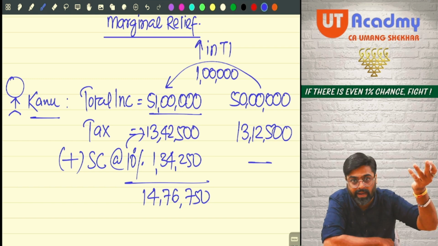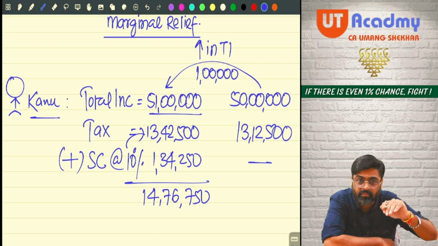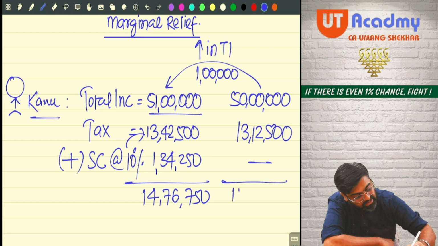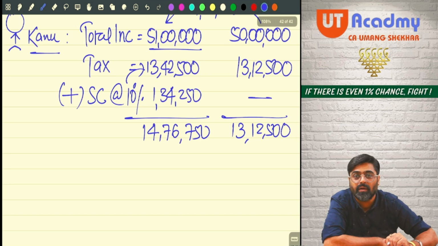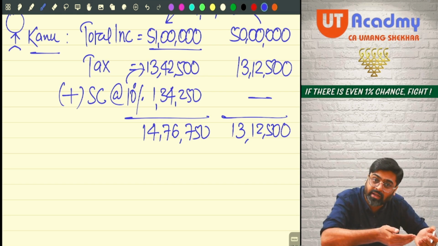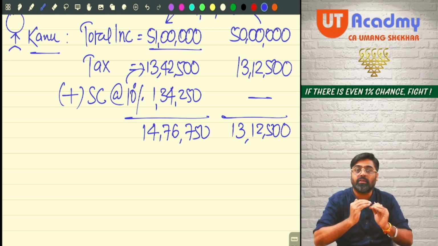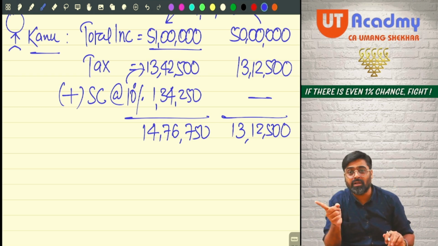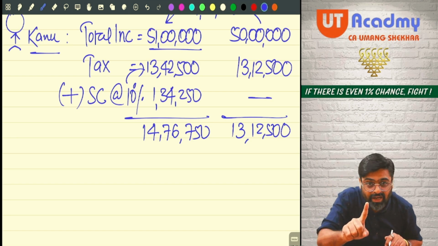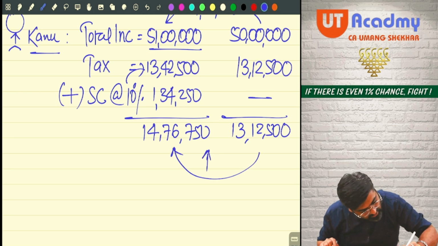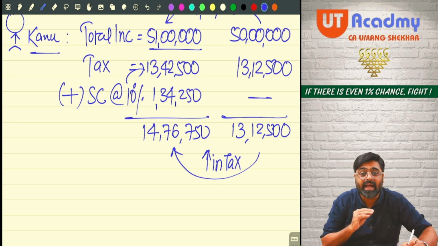She would have paid tax. And at that time, there was no surcharge which she would have paid. So tell me, how much total tax would the government have taken from her? 13 lakh 12,500. But see, is she going to pay this much tax? No, because her actual total income is not 50 lakhs, it is 51 lakhs. So total income is increasing only 1 lakh. And as a result of that, she is liable to pay surcharge also along with tax. And as a result of that, her tax increases. Tax is increasing by.